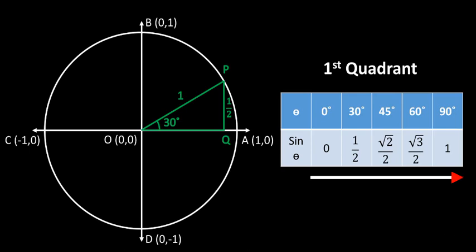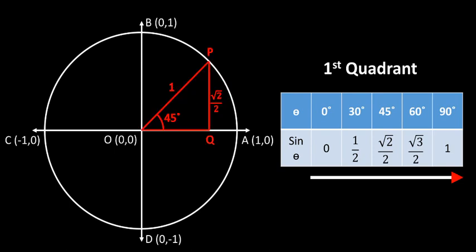Let's move back to previous slide now. As I said earlier, this blue line is the terminal side of the angle 0 degree. If we try to draw a perpendicular line from the head of this terminal side on the x-axis, the length of this perpendicular line would be equal to 0. So, sine of 0 degree is 0. But in this case, when the angle is 30 degrees, we have a perpendicular line PQ whose length is 1 by 2. So that is why sine of 30 degrees is equal to 1 by 2.